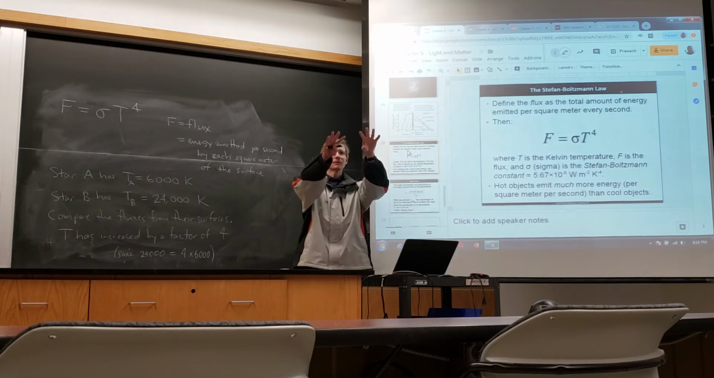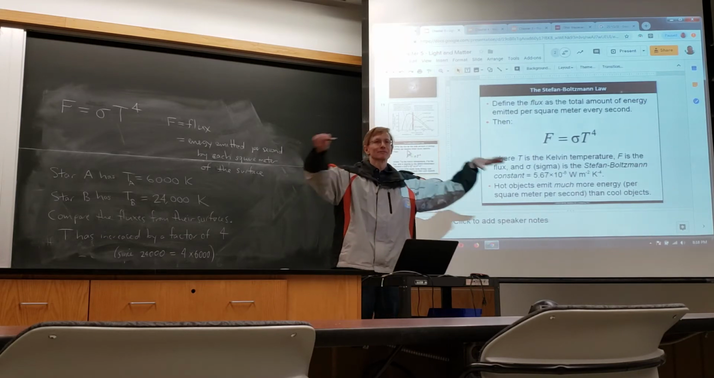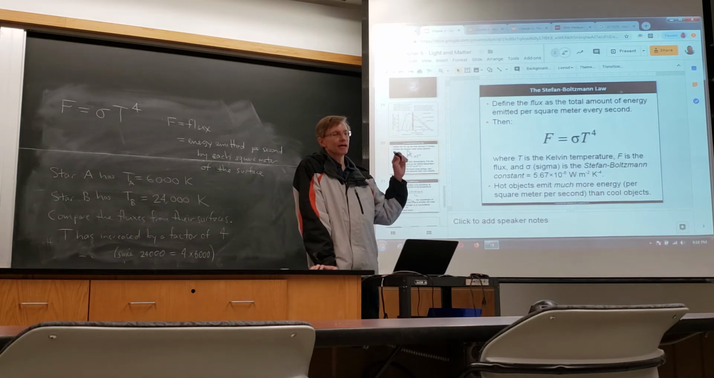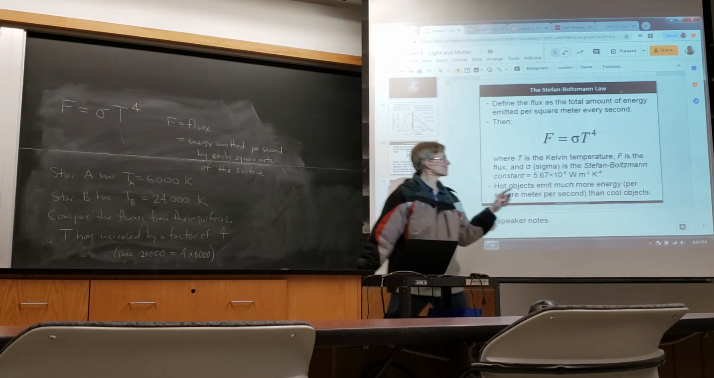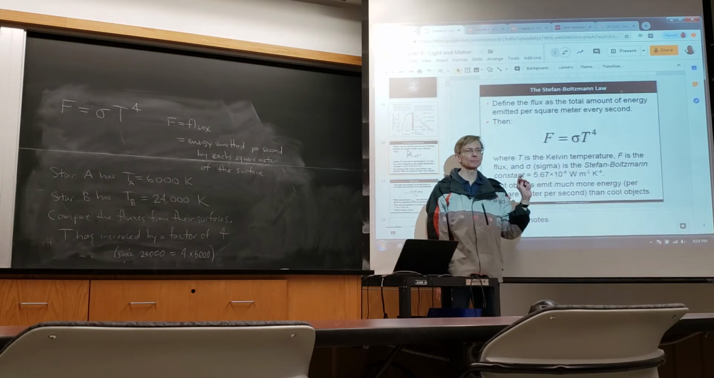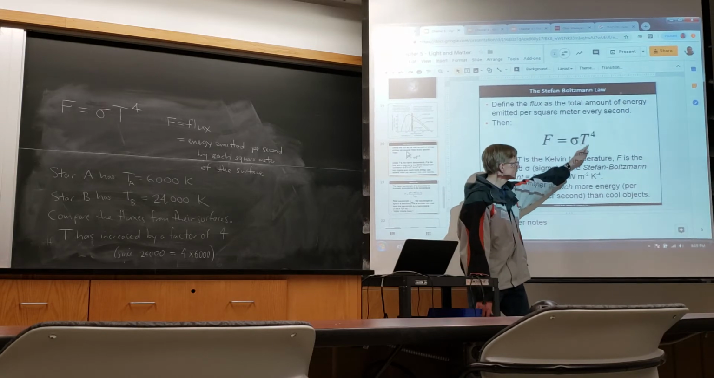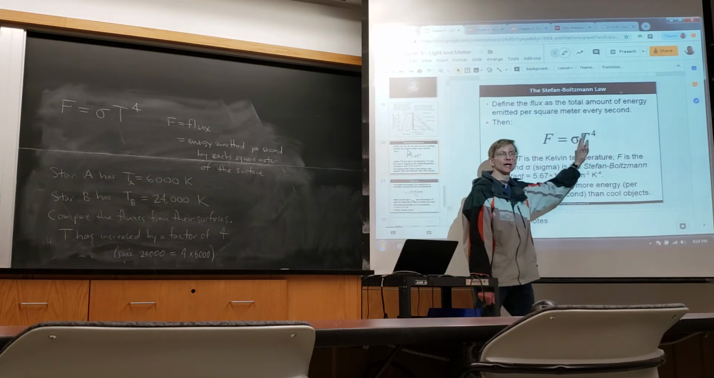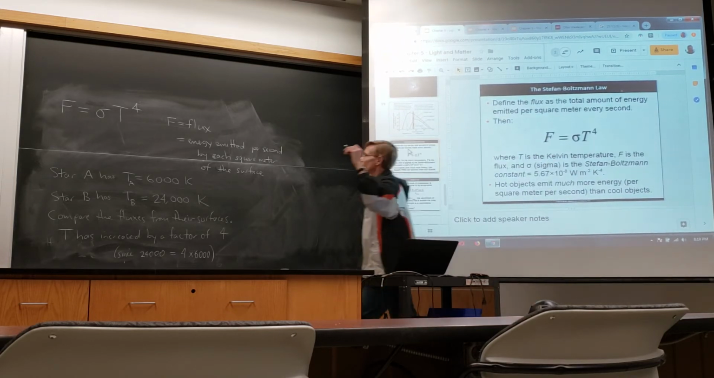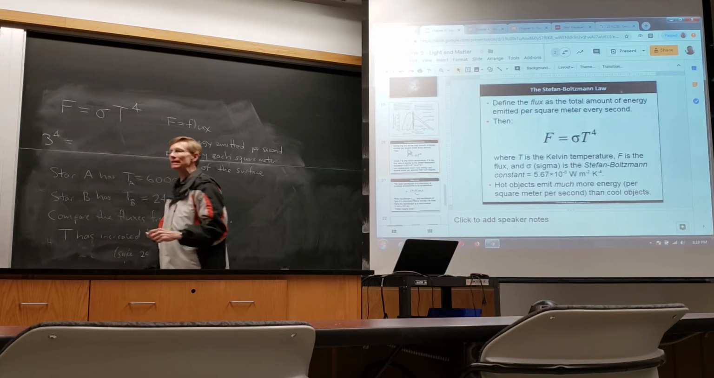Okay, I know you know. It's great, but I want the rest of the peanut gallery to do this one. So, if I double the temperature, I would say the flux increased by 2 to the fourth power. If I tripled the temperature, I would say the flux increased by 3 to the fourth power, which is what? 3 to the fourth power. What's that mean? 3 to the fourth power means do what?